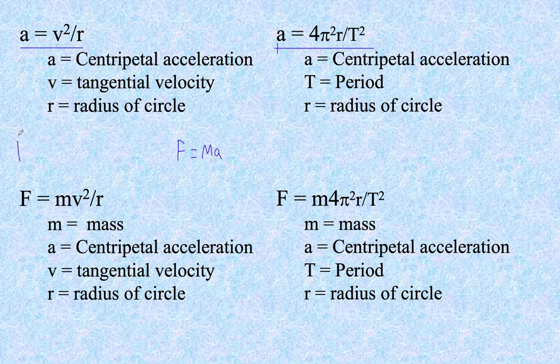And so this guy, F equals mv squared over r, is the one with velocity and radius, and F equals m 4 pi squared r over T squared is the one that relates radius, period, and mass. Okay? Let's just use these, do a couple examples here.